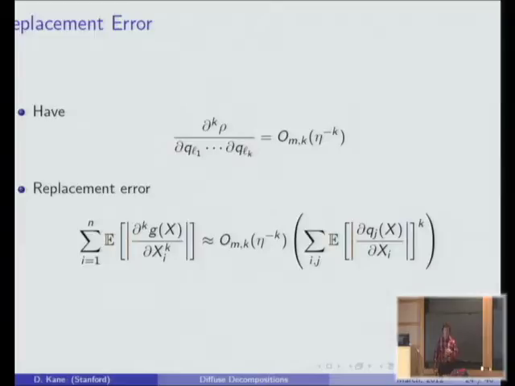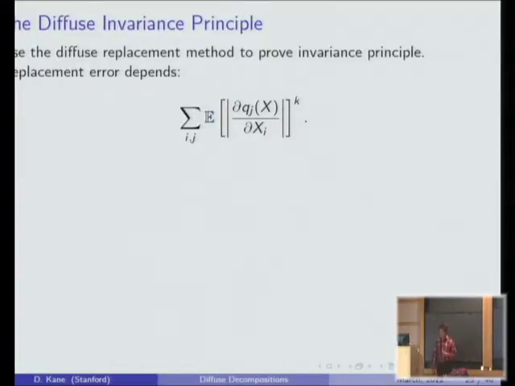So the replacement error depends on the kth order partial derivatives of g of x with respect to each of the coordinates, and we rewrite this using the chain rule. We get something that depends on eta to the minus k from these kth partial derivatives of rho, times the kth powers of the partial derivatives, but now not of our polynomial p, but of these polynomials q. And so the point is that with this diffuse replacement method, the error is going to depend on powers of the partial derivatives of q rather than powers of the partial derivatives of p.